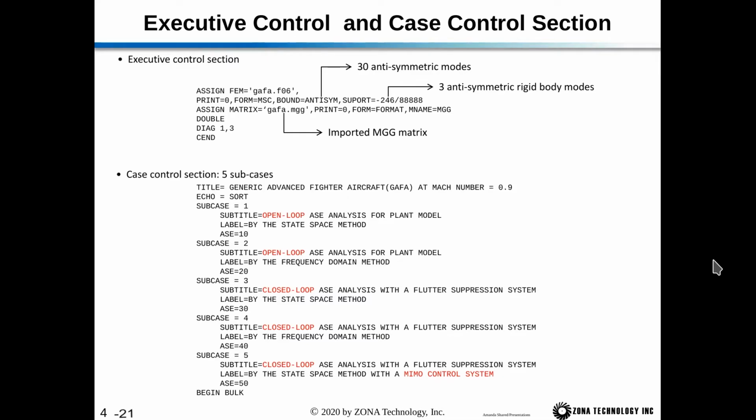So the executive control section is shown first. We're importing the Nastran solution GAFA.FO6. Print is 0. The format's MSC Nastran. The boundary conditions are anti-symmetric.